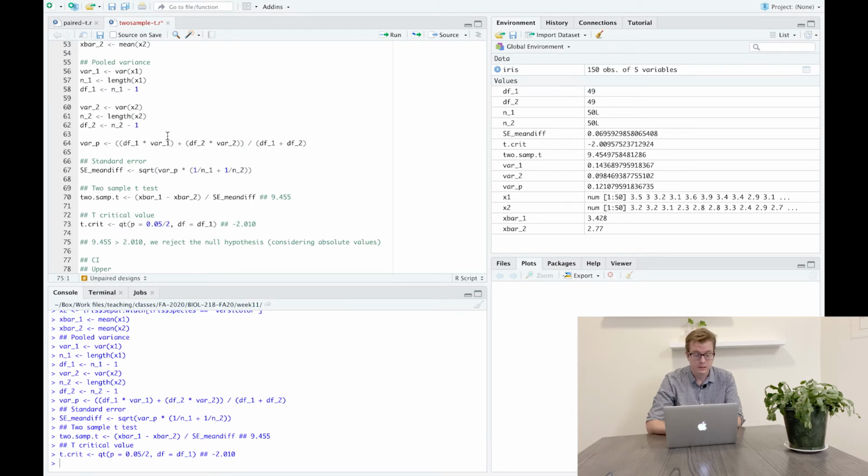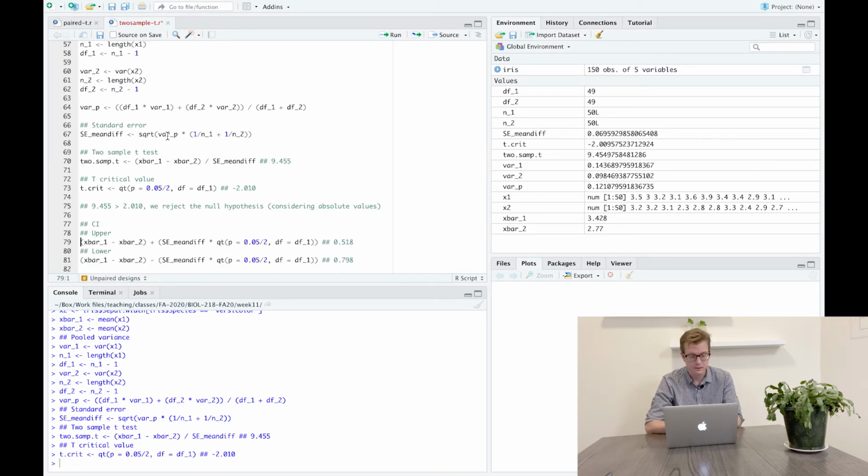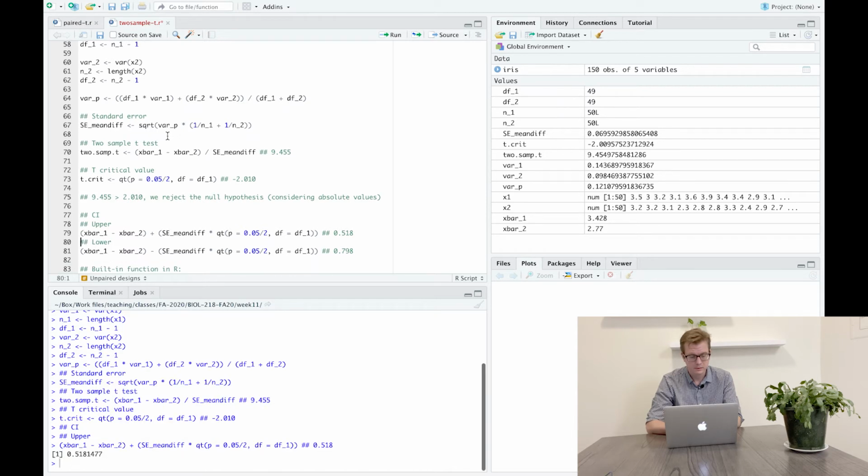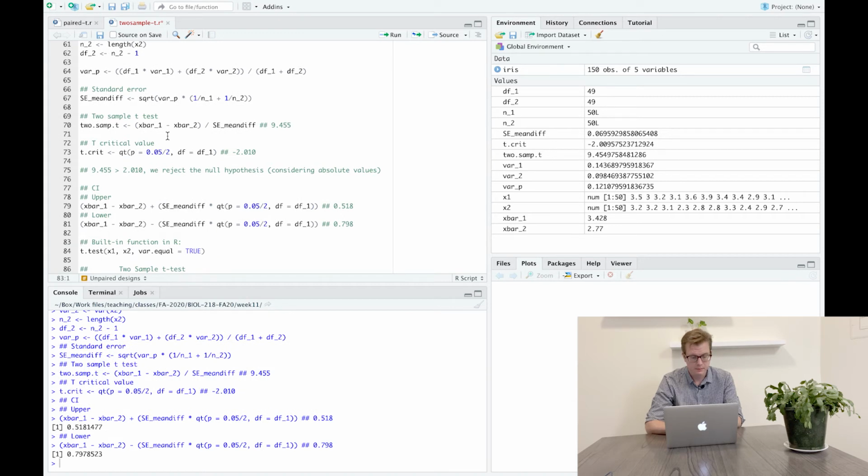Since 9.455 is larger than 2.010, we in fact reject the null hypothesis, and we have evidence to show that the means are in fact different between sepal lengths in Iris setosa and Iris versicolor. Since the sample size is the same between the two species, we can calculate our upper and lower confidence intervals using the standard error of the mean difference and that t theoretical value we've already calculated above, and we have an upper limit of 0.518 and a lower limit of 0.798.